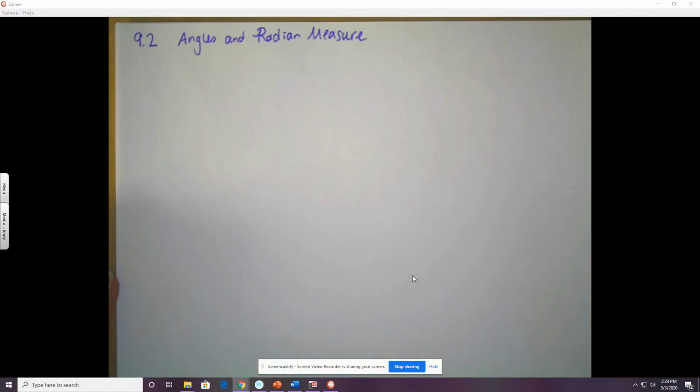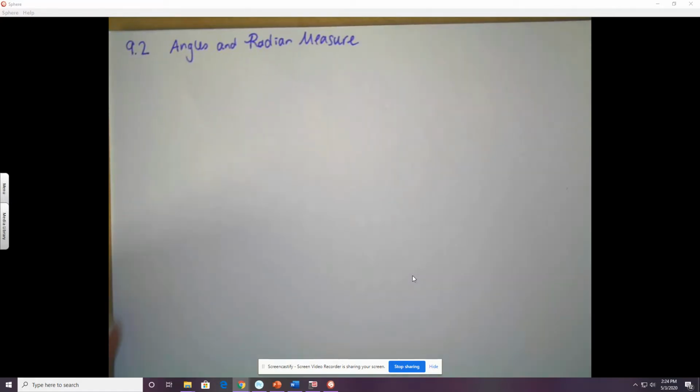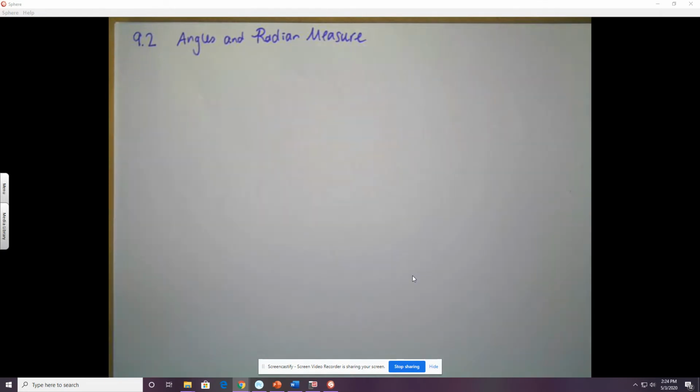Hello. Today we're going to be looking at section 9.2, which is about angles and radian measure. We have three goals for today. We want to be able to draw an angle in standard position, find coterminal angles, and convert angles between degrees and radians. So let's start with that first target.